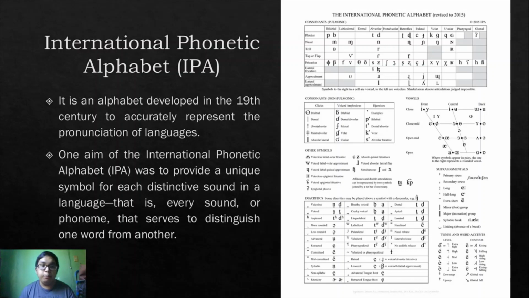Now, one aim of the International Phonetic Alphabet was to provide a unique symbol for each distinctive sound in a language, that is, every sound or phoneme that serves to distinguish one word from another. However, class, we really can't cover the entirety of IPA because of the lack of time, which is why we're now going to teach ourselves first on how to use transcriptions using the IPA.